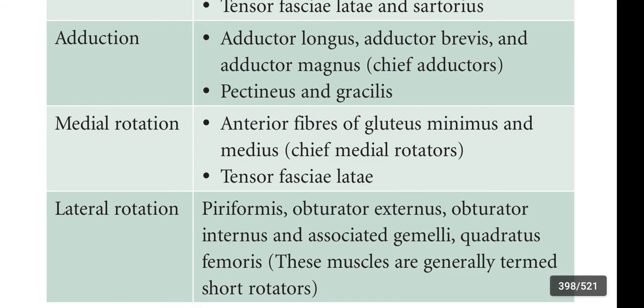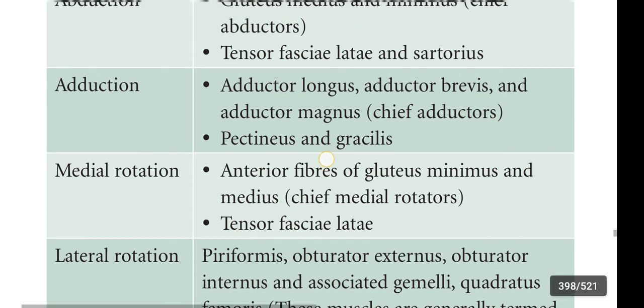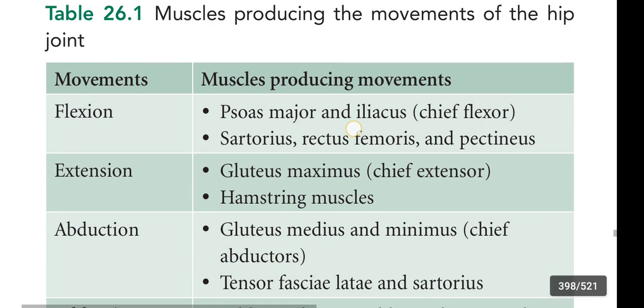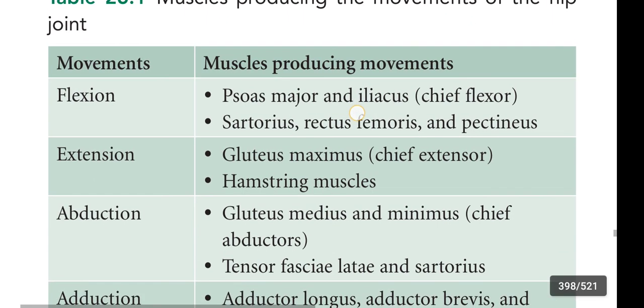Medial rotation: anterior fibers of gluteus minimus and medius are the chief medial rotators, tensor fasciae latae. Lateral rotation: piriformis, obturator externus, obturator internus and associated gemelli, quadratus femoris. These muscles are generally termed short rotators. These are the muscles that help for movement in the hip joint.